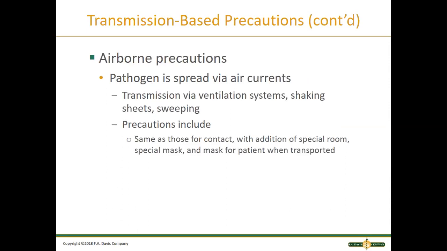Airborne precautions. These are pathogens that are spread via air currents. This is transmitted via a ventilation system, shaking sheets, sweeping. Precautions that we want to take, again, same as those for contact: gown, gloves. With the addition, now they're going to be placed in a special room. We wear a special mask, and a mask for the patient if they're transported outside of the room to, let's say, X-ray, or they're going to another department in the hospital. We have to make sure they have a special mask on as well.